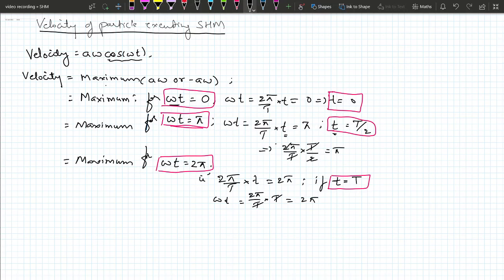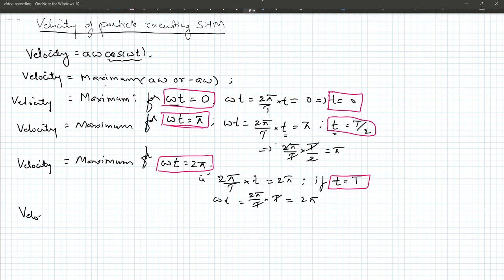Now I can also write the minimum. So what is the velocity that is minimum? We can do that analysis like this. I have written the velocity as maximum in this case. Now go for the next one, velocity minimum. So when is the velocity minimum? So I have to write the velocity. So velocity is minimum.